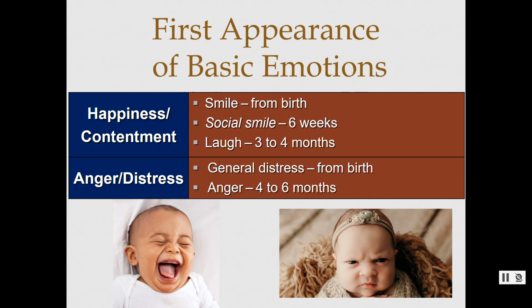Okay, so those first basic emotions, happiness and contentment, you'll see a smile from birth. But the social smile, where it's really starting to form a connection, is about 6 weeks. And you'll see that laugh start to happen at about 3 to 4 months. Anger, distress, that also occurs from birth. Again, babies get upset. They don't know what's going on. There's uncertainty, and outright anger can occur around 4 to 6 months.